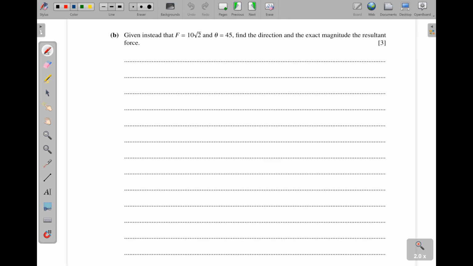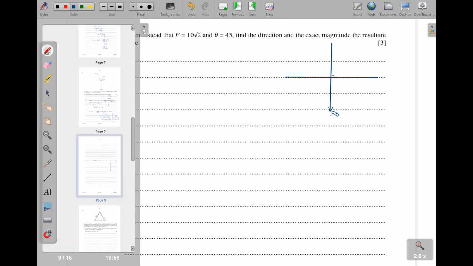But we are given instead that F is equal to 10 root 2 and theta is equal to 45. Find the direction and the exact magnitude of the resultant force. I will draw again my diagram here because a few things have changed. Okay, I will have this. Then, of course, this is 90. We had a 50 down here. Then let's check for these others.